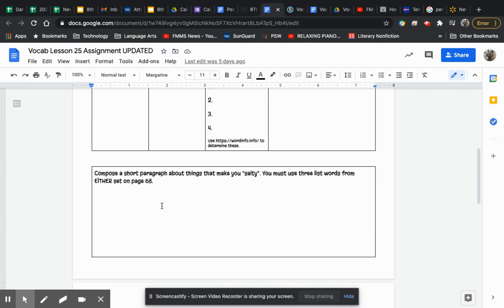Okay. And then the last part, this one's fun for us. It says, compose a short paragraph about things that make you salty. And when you're salty, you're kind of sassy and you're a little angry, right? So complain about something. What makes you salty? Use three list words from either set. So you can use any of these 12 words to talk about what makes you salty or a little bit angry, okay? We're going to give you about 15 minutes in class to get started on this. And then this is going to be due tomorrow because of our shortened week.